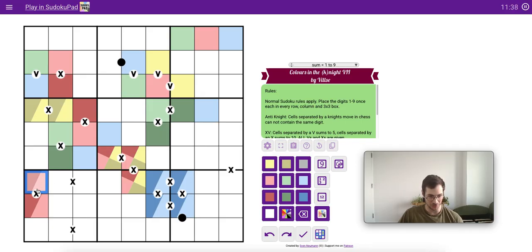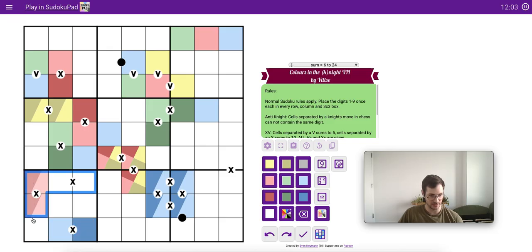Thinking about where light blue can go in this box, can't be in any of these because it's seen by that, can't be in any of these because it's seen by that, can't be in this one because it's seen by that by knight's move. Can it be in this one? No, because this cell is seen by both of these, and at least one of these must contain light blue. So this is the only place for light blue to go, and therefore its friend dark blue must accompany it.